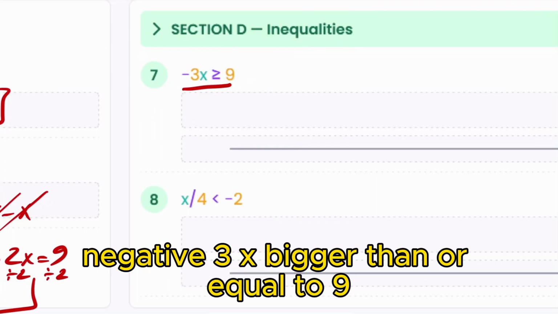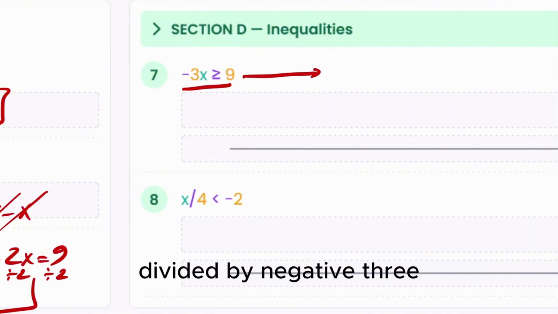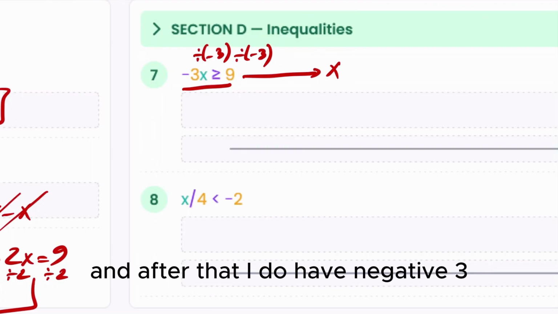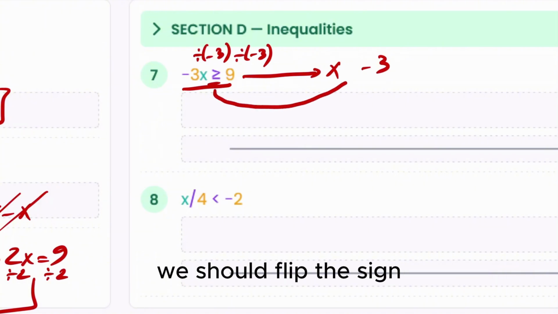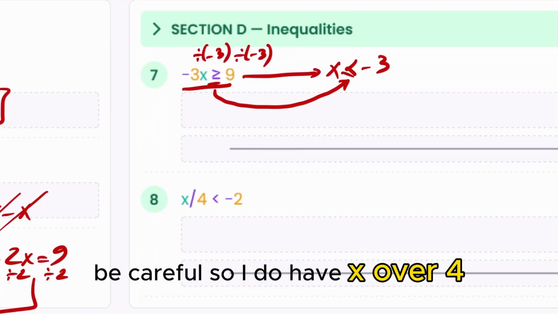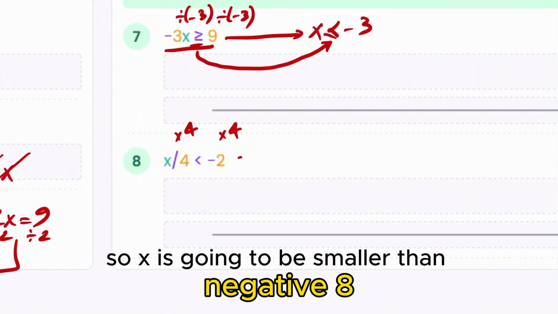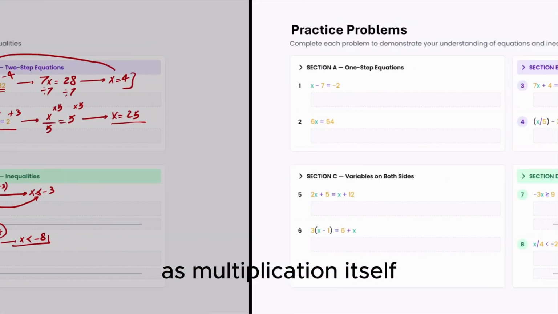Again, negative 3x bigger than or equal to 9. As I just mentioned, we have to do what? Divide by negative 3. So I do have x, and after that, I do have negative 3. What should happen to your inequality? We should flip the sign. So this guy should be smaller than or equal to negative 3. Be careful. So I do have x over 4 multiplied by 4. So x is going to be smaller than negative 8. Nothing would change because I do have a positive number as multiplication itself.